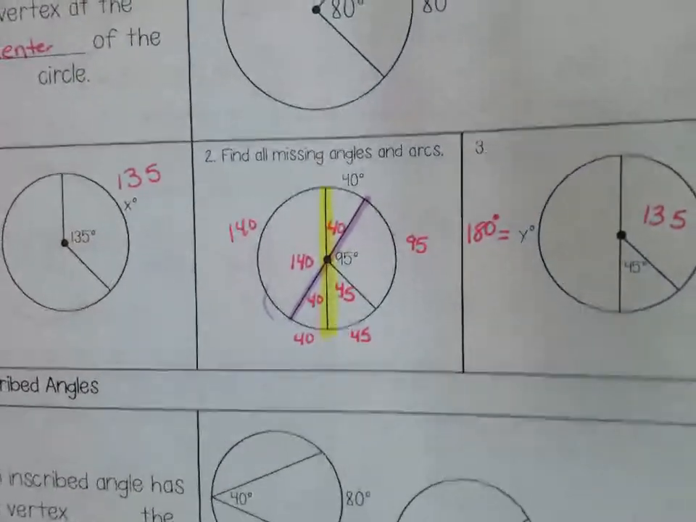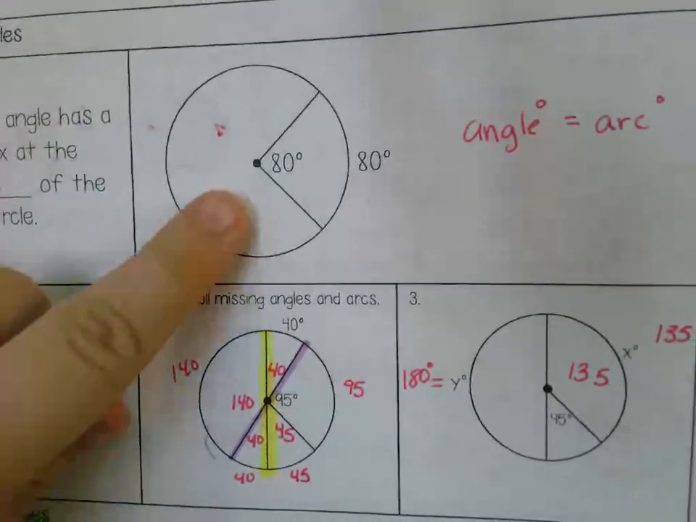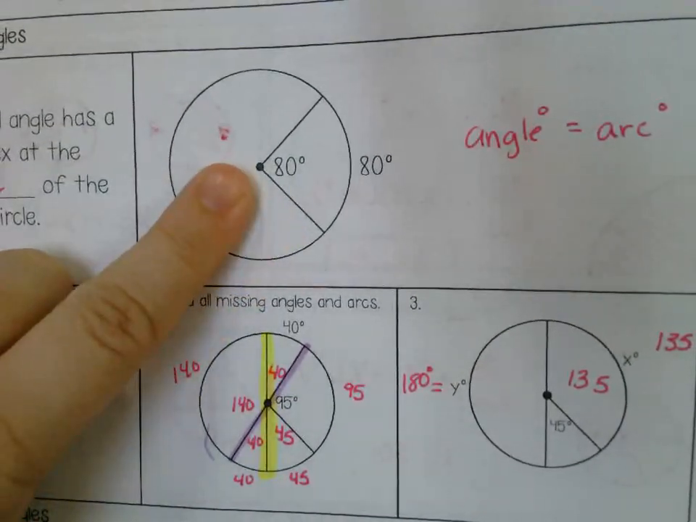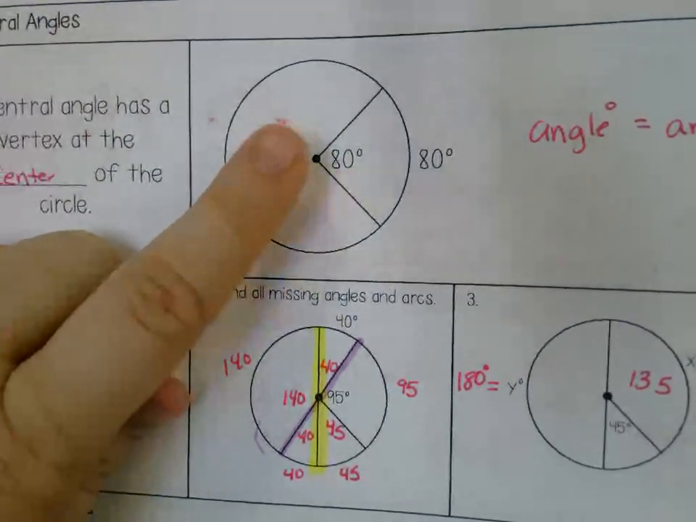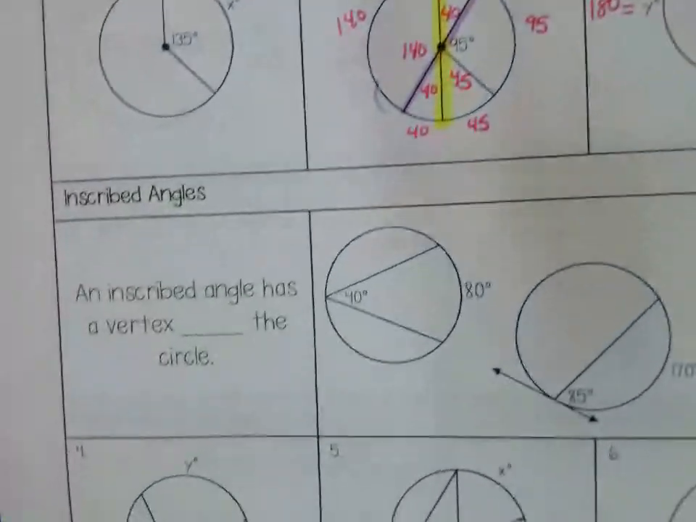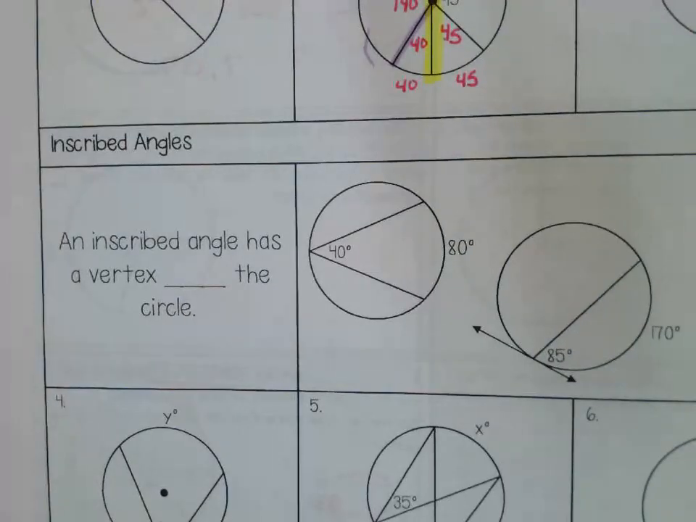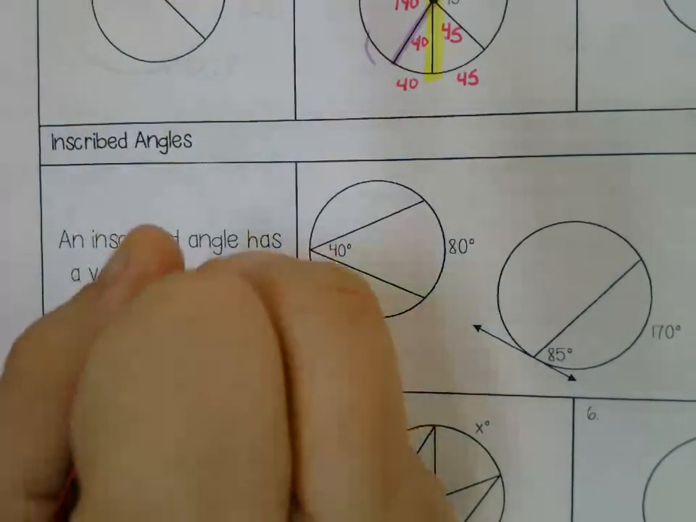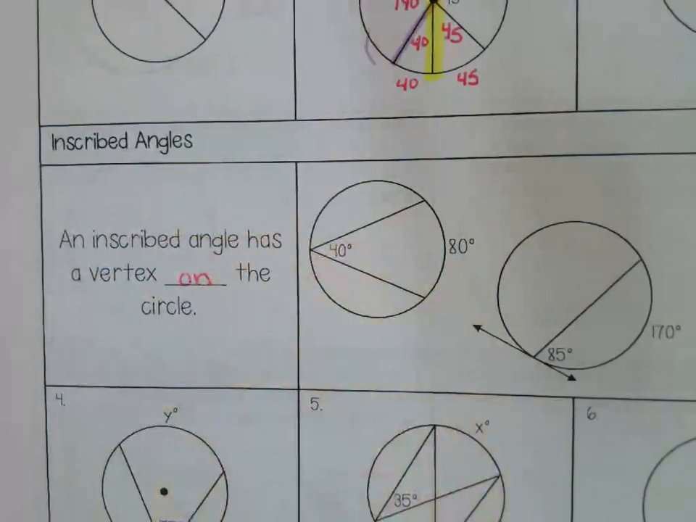Okay. Now, that is a central angle. Central angles have their vertex at the center of the circle. The next is an inscribed angle. An inscribed angle has a vertex on the circle.